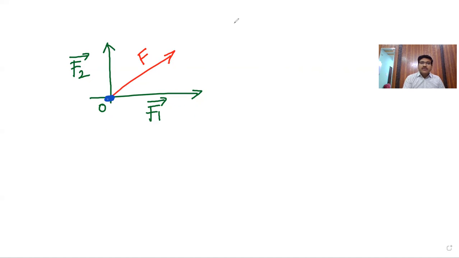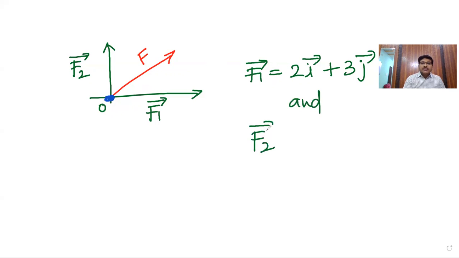Now, what was the F1 bar he has given? F1 bar is 2I bar plus 3J bar. And F2 bar is how much? F2 bar is J bar plus 3K bar. Clear? That was given. Now observe, this is F1 in the vectorial form, and this is also F2 in the vectorial form.